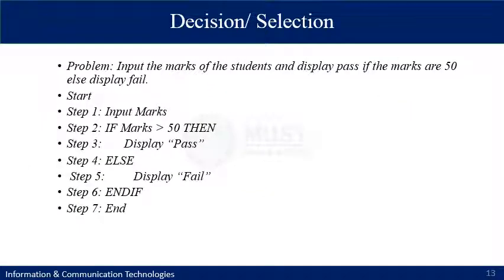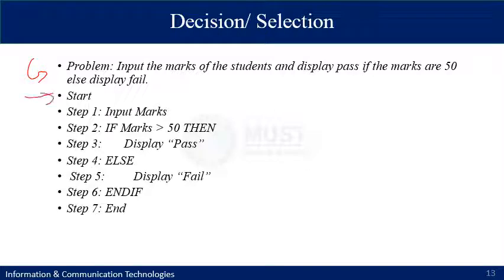So here is another example of a decision or selection algorithm. We have a problem which says input the marks of a student and display pass if the student marks are above 50, and else display fail. It is similar to the previous problem, but in this case we do not have to calculate the average.